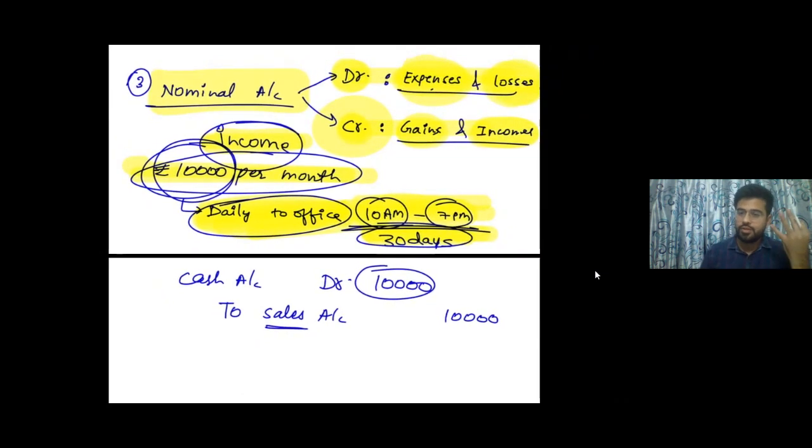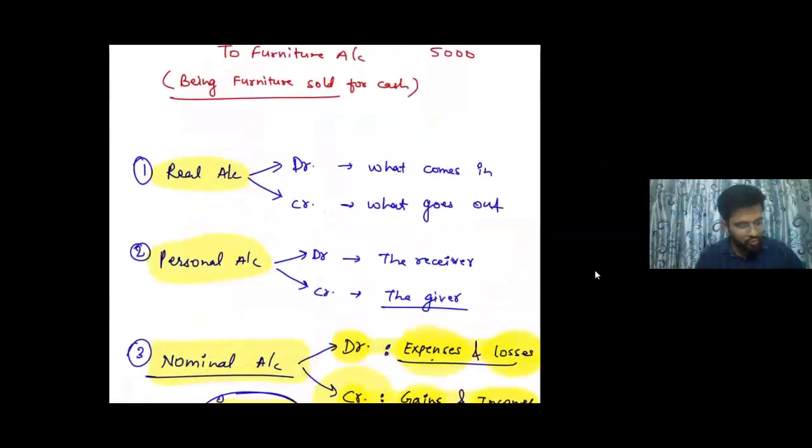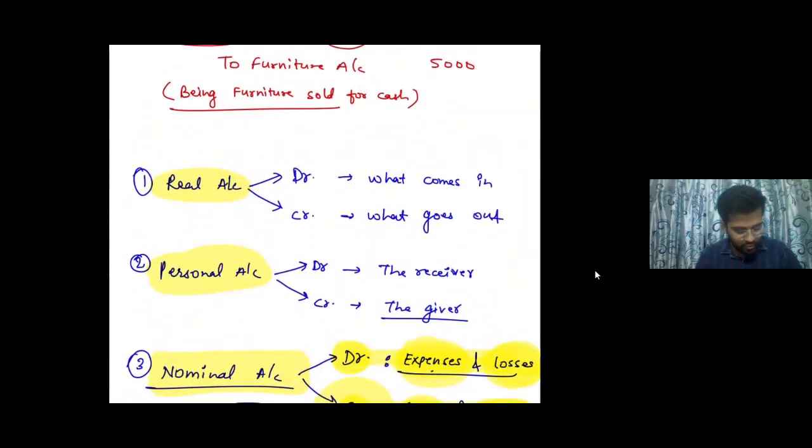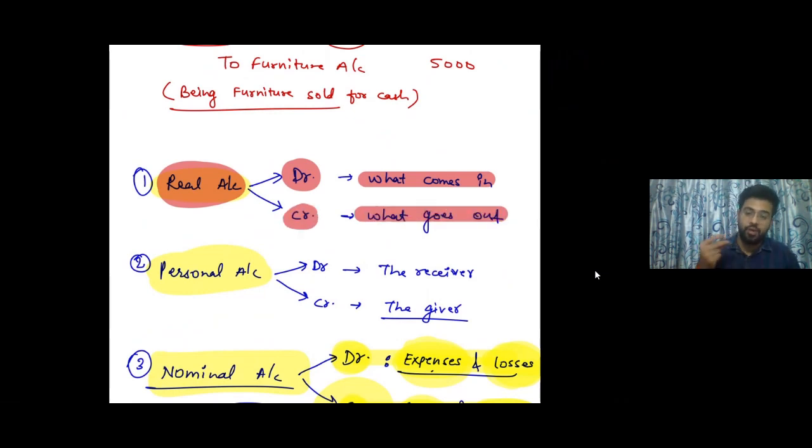So 3 rules. Let us go through all these 3 rules again. The first rule was the real account rule. What does the real account say? Real account says debit what comes in, credit what goes out. So if I get the cash, it will be cash account debited. If cash goes out, it would be cash account credited.